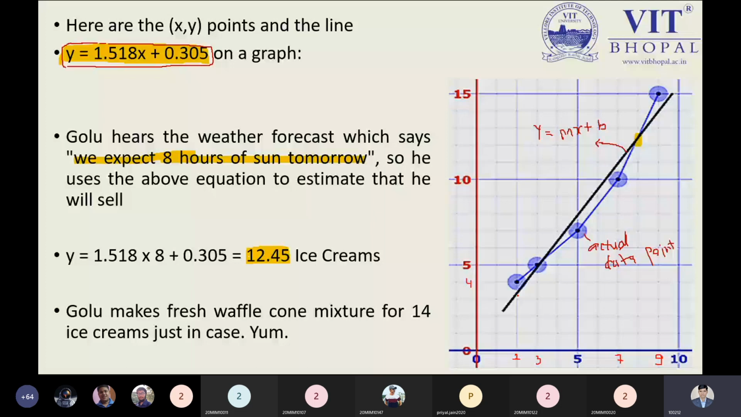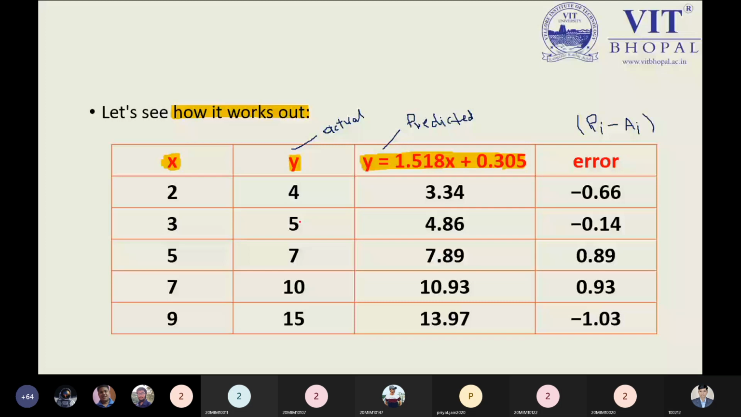With respect to 3, we have 5 as the actual value, and as the predicted value we have 4.86. So it is close to this point, 4.86, and we can say it is plotting here.